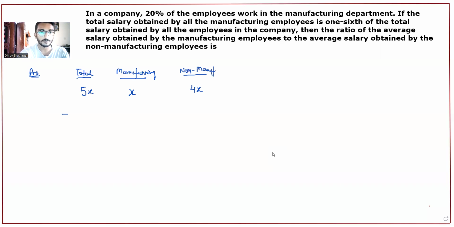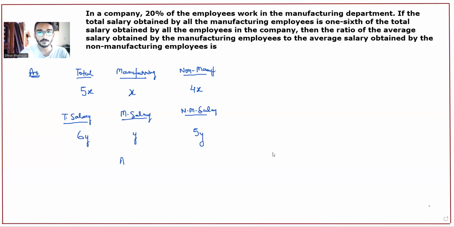So total salary I am assuming is a multiple of 6. So that is 6y for me. Okay, total salary is 6y. I do 1/6 of this, that is just y. So manufacturing salary is y. Non-manufacturing employees are getting the remaining salary, that is 5y. I hope this data is clear. We have decoded every piece of information.